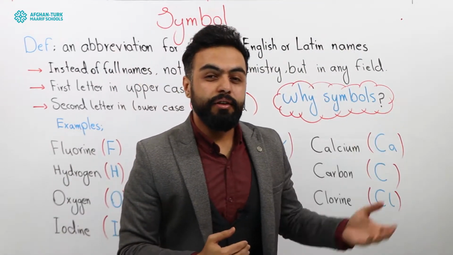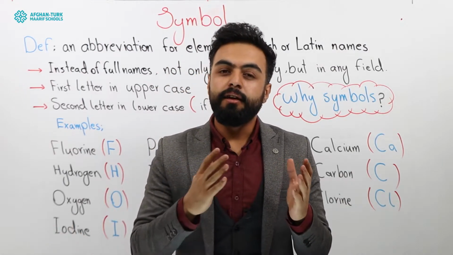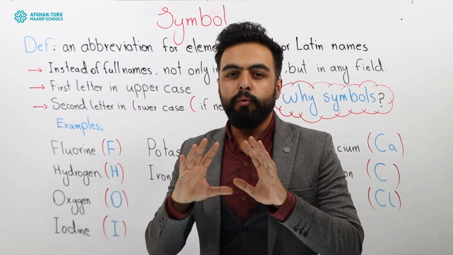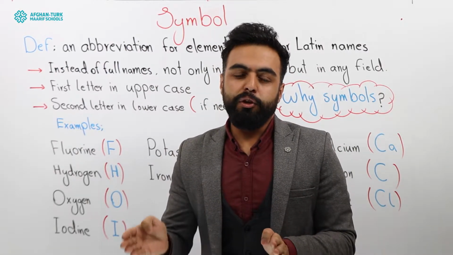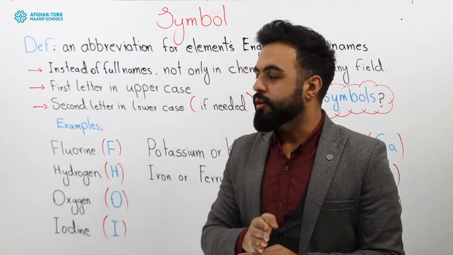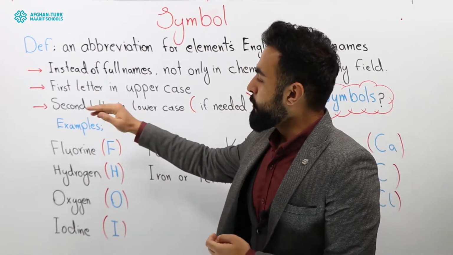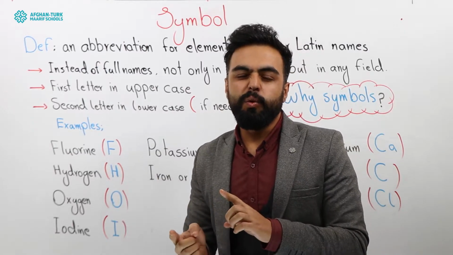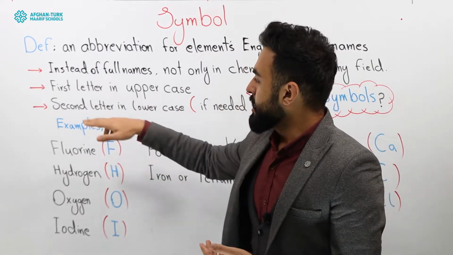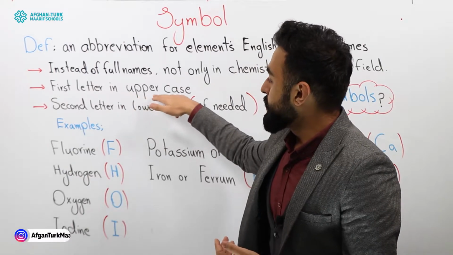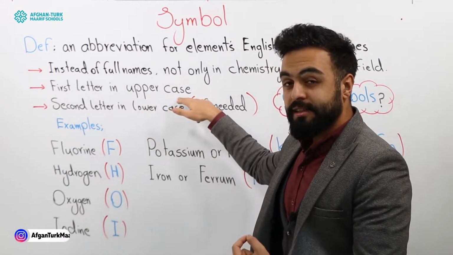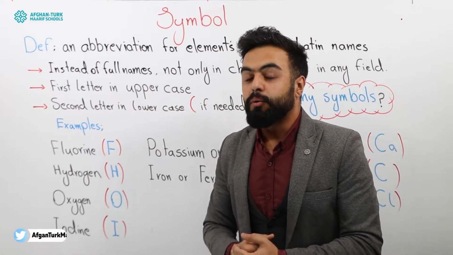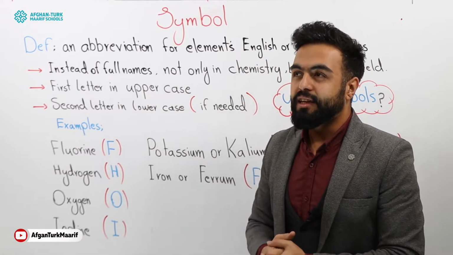as well as in any other field like biology, like physics, and some other fields. Anywhere when we use elements, we use the symbols of elements. So mostly we use the first or the second letters, one letter or two letters. And the first letter is always written with uppercase, and if the second letter is needed, we use that with lowercase.